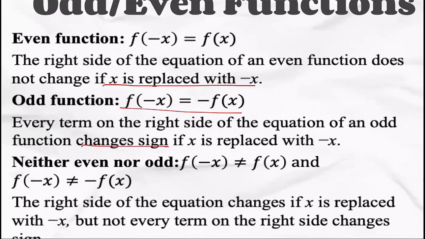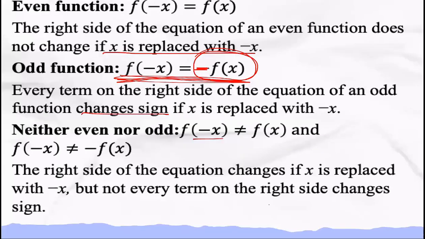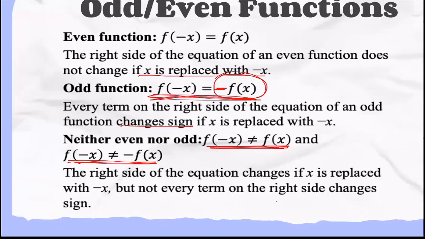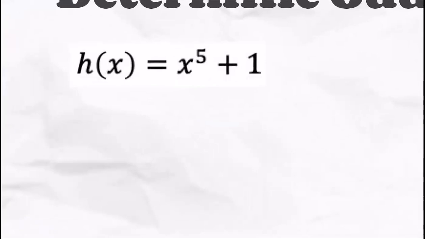So that's what this means right here, where it says when I plug in that negative x, if everything on the right gets negated, flip signs, then that's an odd function. So if you plug negative x in and it doesn't stay the same, or if everything does not change, then it is neither. It's neither odd nor even. So let's go ahead and check it out.